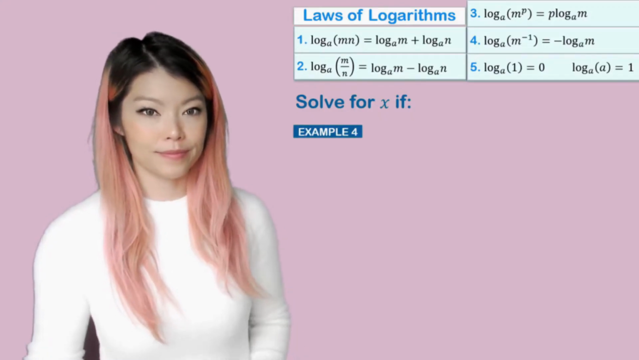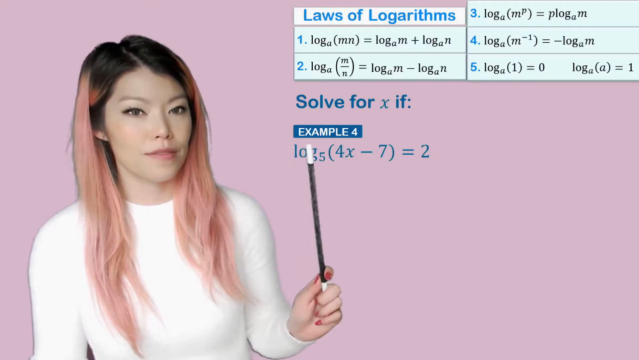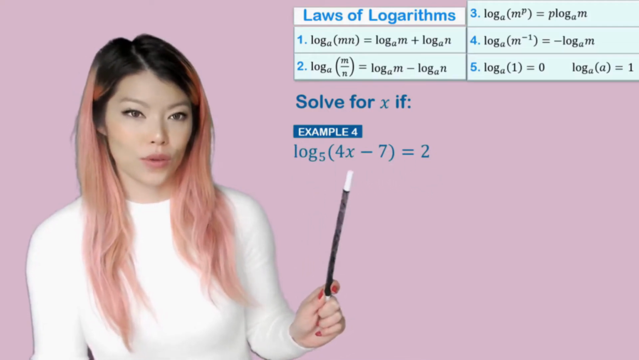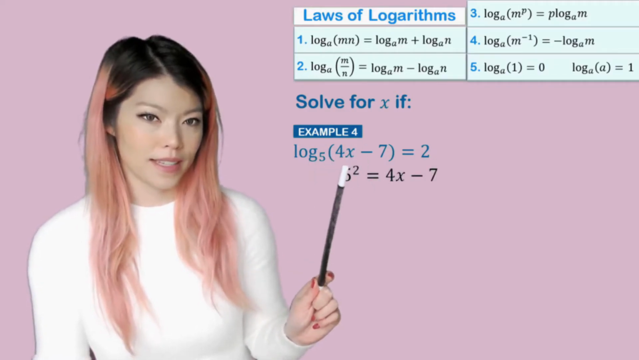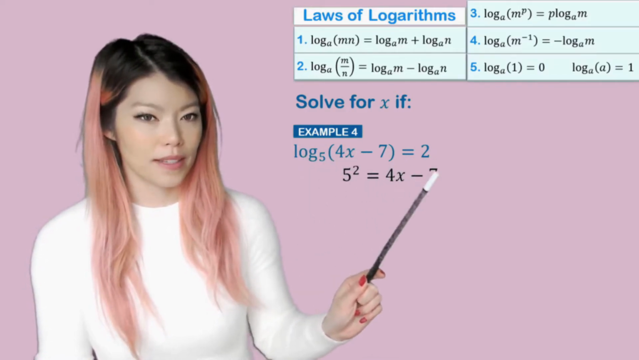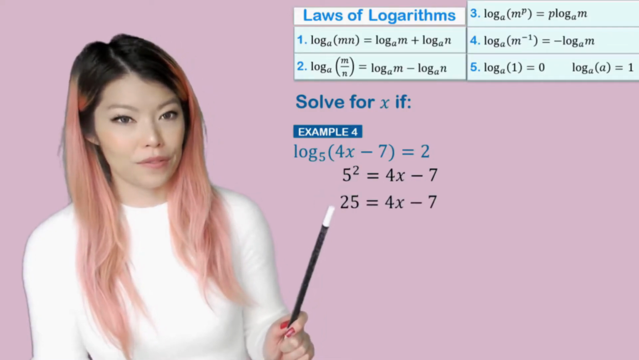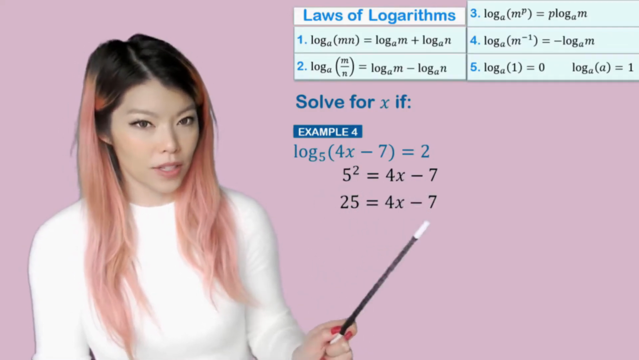Example 4. Here we have log base 5 of (4x minus 7) equals 2. So what can we do? Base 5 to the power of 2 equals what's in the bracket. So 5 squared equals 4x minus 7. 5 squared is 25.